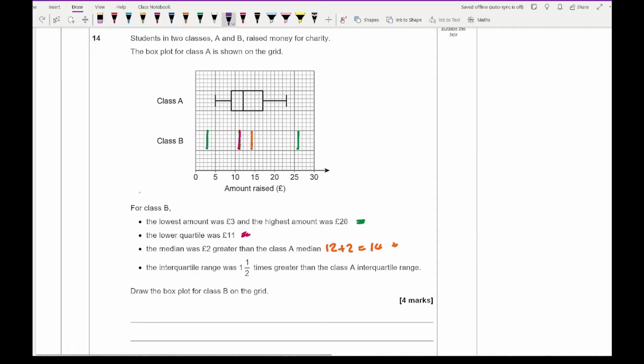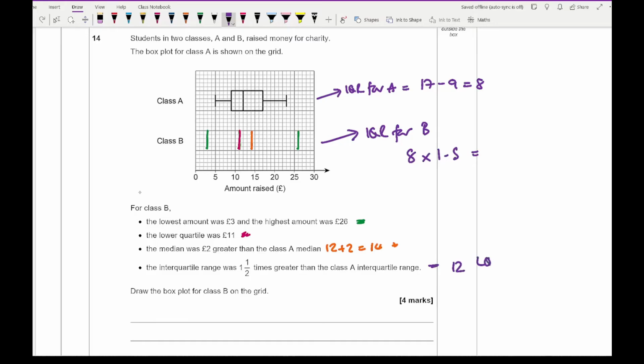And the interquartile range was 1.5 times greater than class A. Well, the IQR for A was 17 minus 9, which is 8. So the IQR for B is going to be 8 times 1.5, and 8 times 1.5 is 12. So for this, I need to do the lower quartile plus 12, which gives me the upper quartile. The lower quartile was 11, so 11 plus 12 is 23, so that's going to be there.